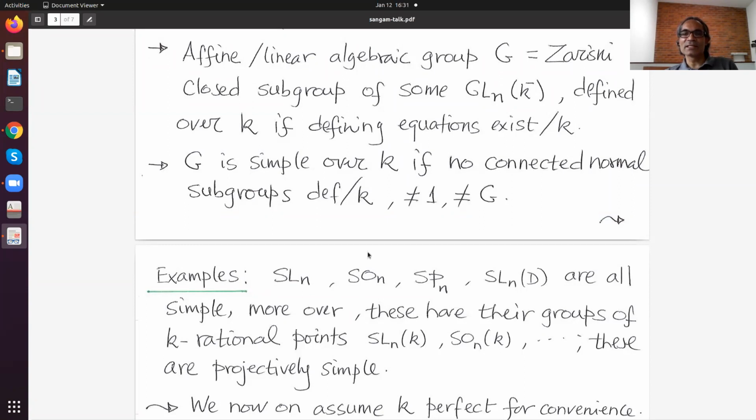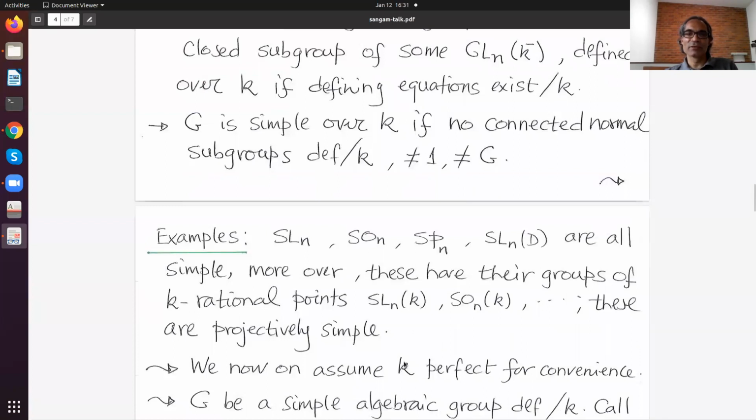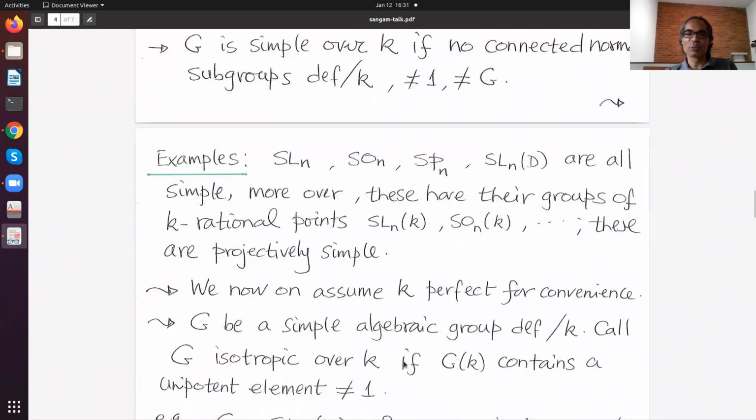So other than this SL_n, this is a mistake here. Forget this as for the last assertion. If you mod out by the center of these groups of K-rational points, you get something projectively simple. That means you get a simple group. So any of these groups, modulo their centers, SL_n(K), SO_n(K) or Sp_n(K), modulo center, that's an abstract simple group.